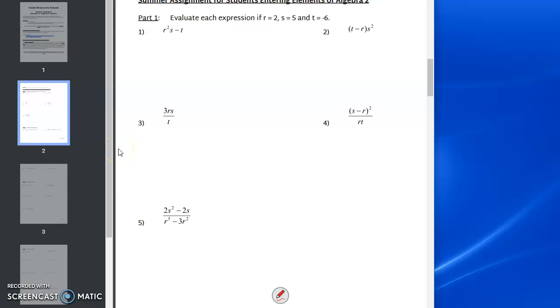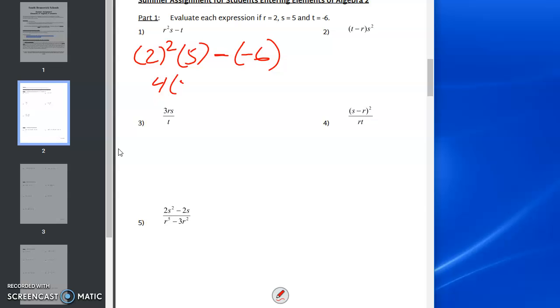Alright guys, here's the review of the summer assignment. The first part is evaluating each expression. And whenever I put numbers in for a variable, I'm always going to put it in parentheses. So this goes as (2) squared times (5) minus (negative 6). And I'm going to do my order of operations, which means my exponent is first.